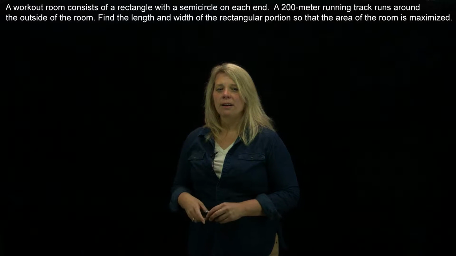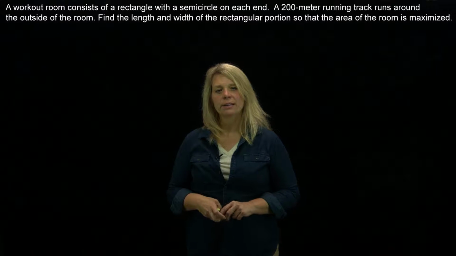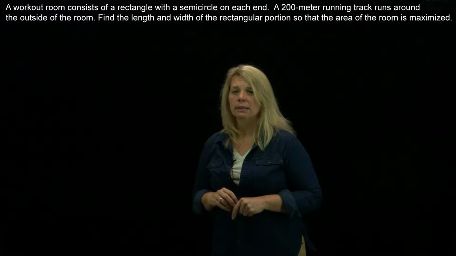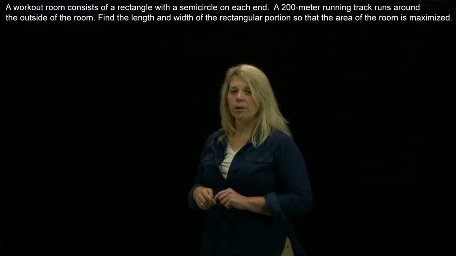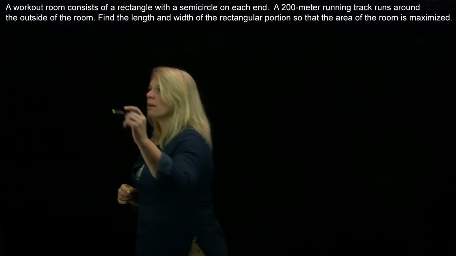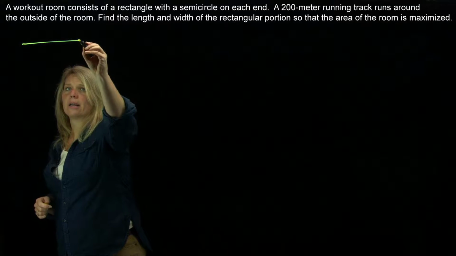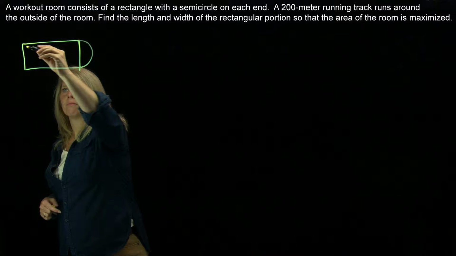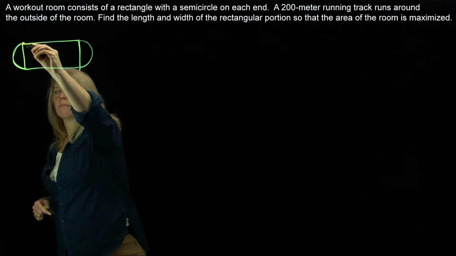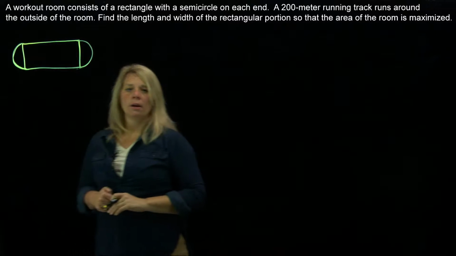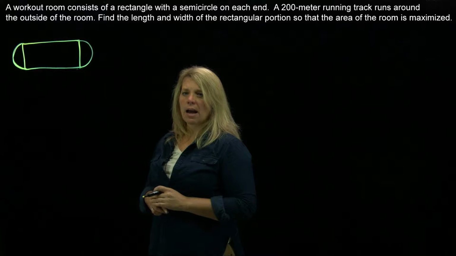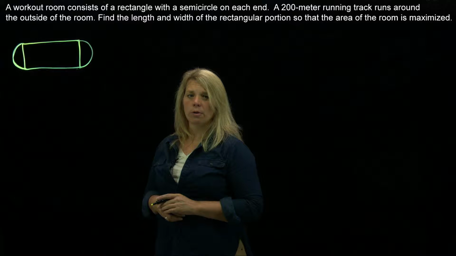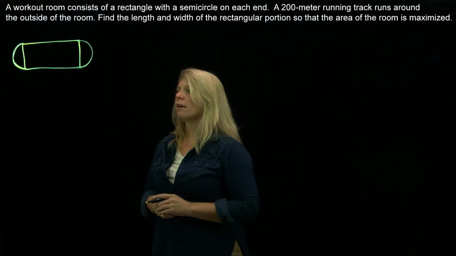Okay, we're going to look at another optimization problem, right? So want to read the problem. We'll need to draw a picture, label some things. Okay, so we have a workout room that consists of a rectangle with a semicircle on each end. So it kind of looks like a track. All right, 200-meter running track is around the outside of the room. Find the length and width of the rectangular portion so that the area of the room is maximized.